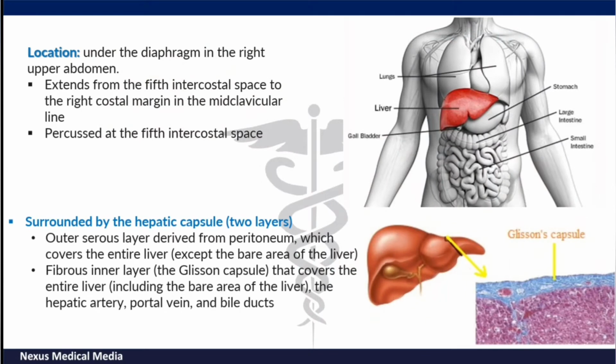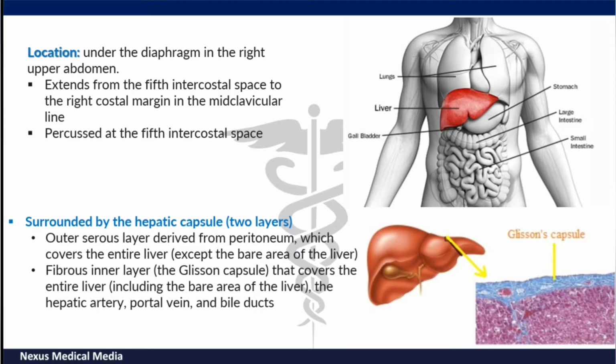Location. The liver is located under the diaphragm in the right upper abdomen, or right upper quadrant. If you divide the abdomen into 4, so if you make a section through the midline and here, this corner will be the right upper quadrant, right? So it extends from the 5th intercostal space to the right costal margin in the mid-clavicular line. It's percussed at the 5th intercostal space.